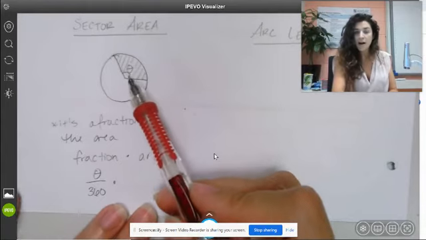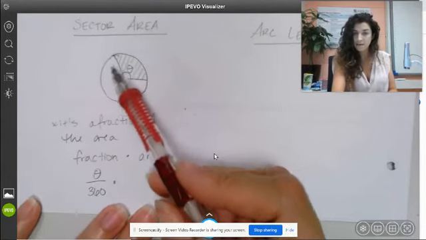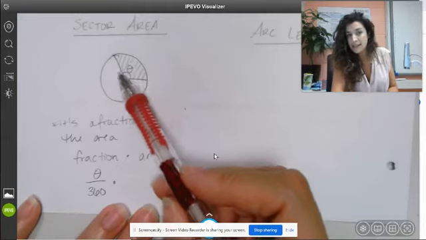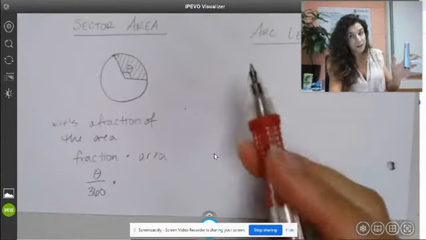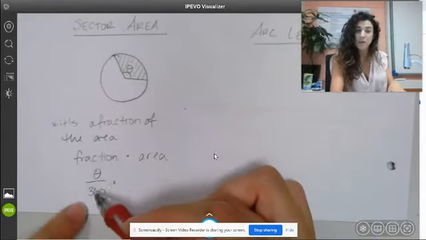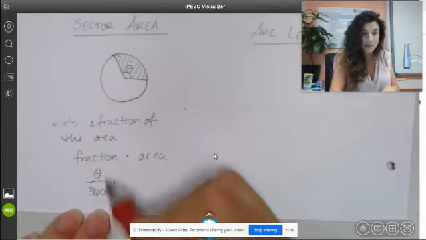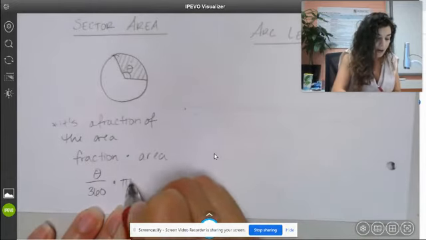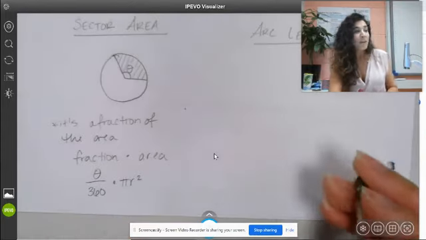If this was a third of a pizza, we would just take a third of this area, right? And how we would know it was a third is that this central angle would be 360 divided by 3, which is 120. So it would be 120 over 360, which would be 1/3 of a pizza. So that's how we figure out this fraction area. Pi r squared is the area of a circle.